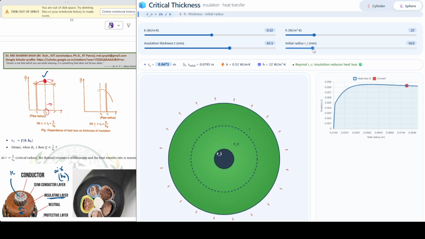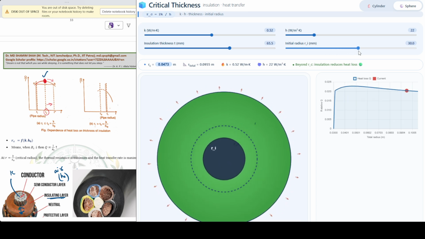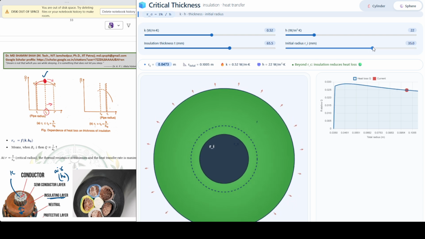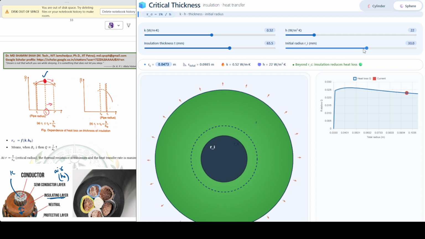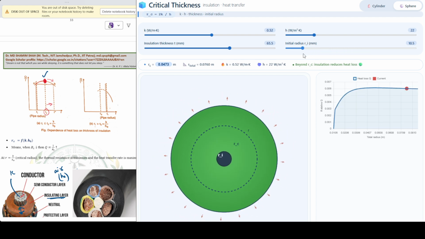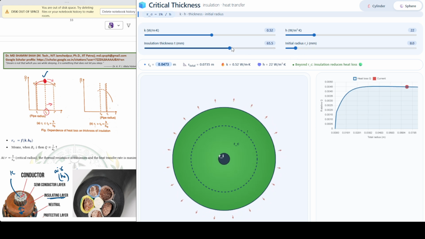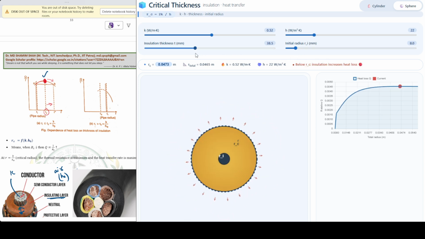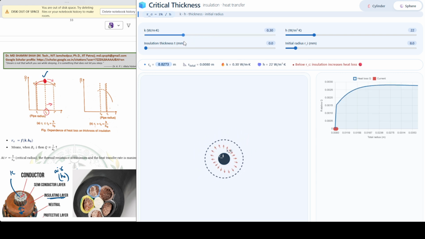Similarly, you can change the initial radius of the bare rod, or here the case of a sphere. If you are increasing the radius, see what is happening: the heat loss is decreasing. Just reduce it. Now the heat loss is something like this. Similarly, you can play with K, and you can play with H also.